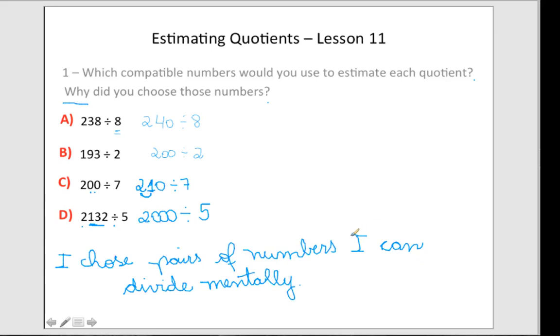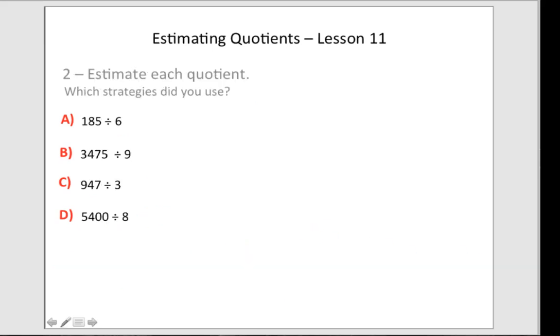If you need to fix something, guys, pause the video, okay? Question 2 now. It's asking us to estimate each quotient. Which strategy did you use? So first, let's estimate here. For letter A, instead of 185, I will use here 180. Why? Because I know that 18 is divisible by 6. That is about what? About 30. Do not forget, it is an estimation, it's always about.